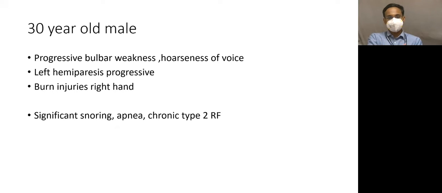And there was also an evaluation where he had significant sleep problems. The wife was saying he had significant snoring and all that. So in a thin individual, these were the problems that he had been admitted with. We had initially missed the burn injury being painless, and he was being evaluated for juvenile ALS and all that.